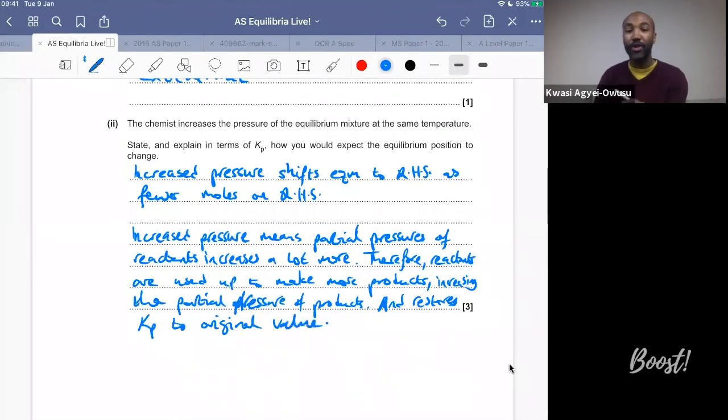Okay, so what's going on is as soon as you change the pressure, you no longer have an equilibrium. Because there are more moles of reactants, their contribution to the total pressure is a lot greater than the contribution of your products. As a result, your reactants get used up to form more products, and the partial pressures of your products increase to restore Kp back to its original value. Okay, so Kp does not change when pressure is increased, or indeed when pressure is decreased.